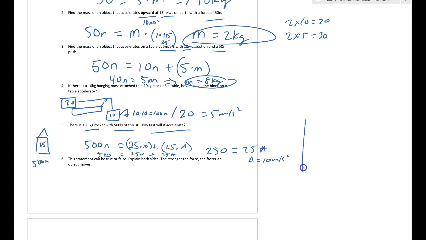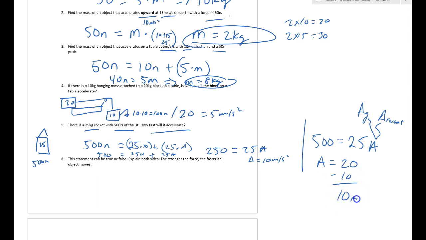The other way that we can solve this is to say 500 is going to be equal to 25a. Now that a we know has to account for acceleration due to gravity and the acceleration of the rocket. Divide both sides by 25, and our a is going to be 20. We subtract the 10 meters per second squared of acceleration due to gravity, and we're left over with 10 meters per second squared of the acceleration of the rocket, which matches. I always like doing it both ways because then I can just double check my work.